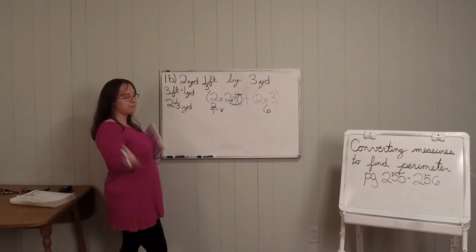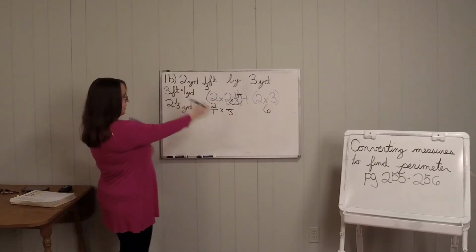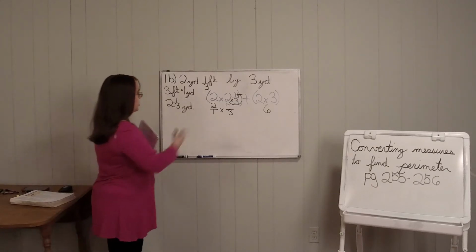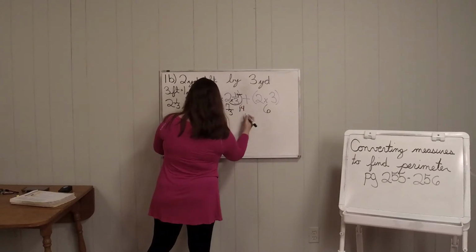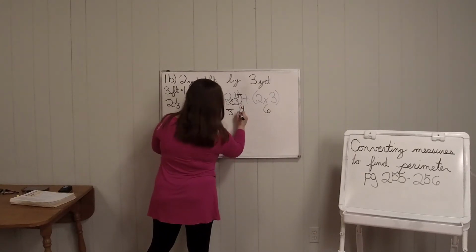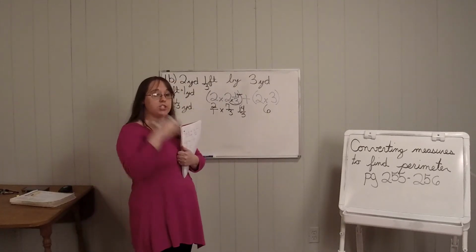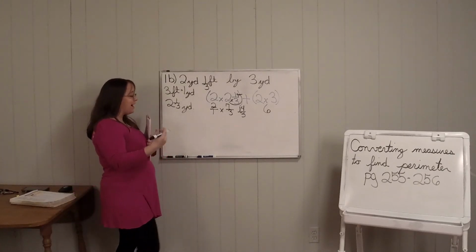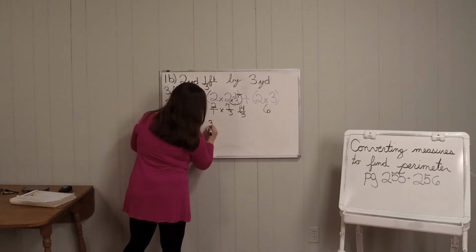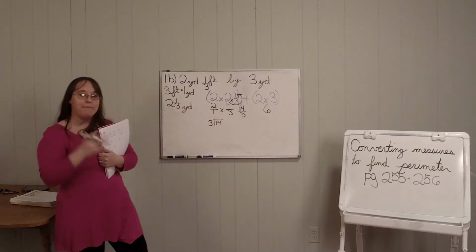What is it? 2 times 3 is 6, plus 1 is 7/3. Nothing can be reduced or canceled out. 2 times 7 is 14/3. Now you have an improper fraction that you need to fix. How do you fix the improper fraction? You divide. I'll give you some time to work it out first.